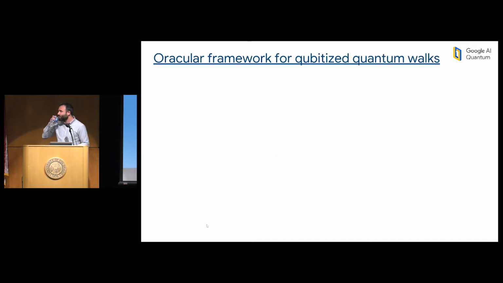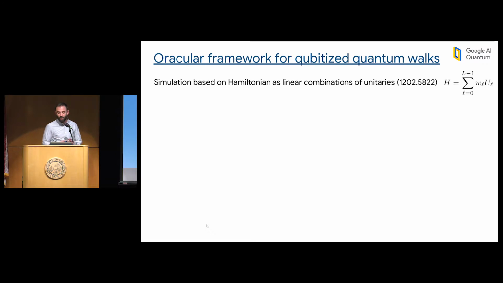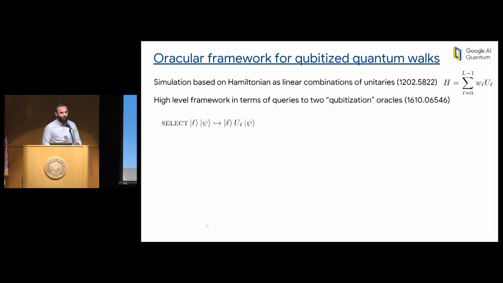So how do we actually realize this thing? Well, we use basically qubitized quantum walks. A lot of you are familiar with expressing the Hamiltonian and accessing it as a linear combination of unitaries. So we're going to do that. Basically, the quantum walk that we use is prescribed by the qubitization ideas from Guanghao. And we'll talk about it in terms of these two oracles, which can be qubitization oracles.